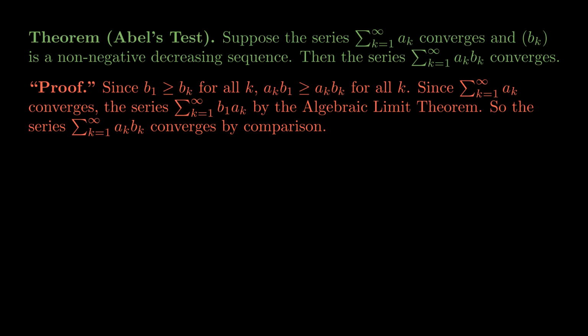The reason this fails is that we don't have the other half of our hypothesis for the comparison test, the non-negativity of the terms of our series. We know the bk are non-negative, but we have no guarantees about the ak. So we'll need a different approach.